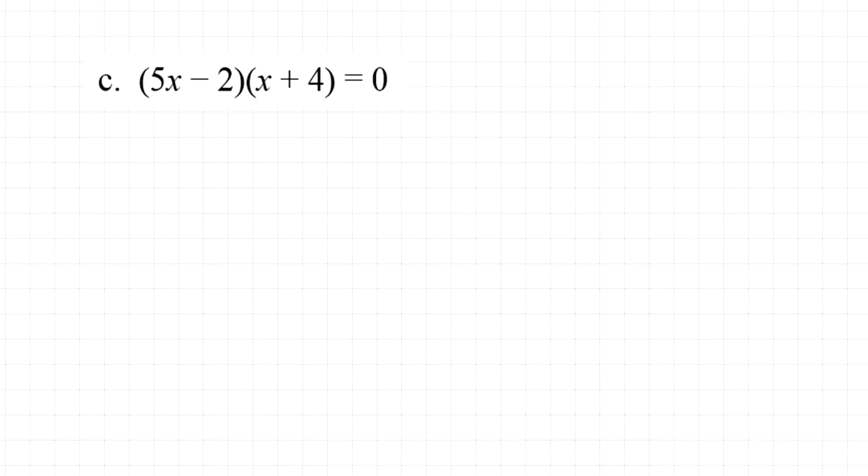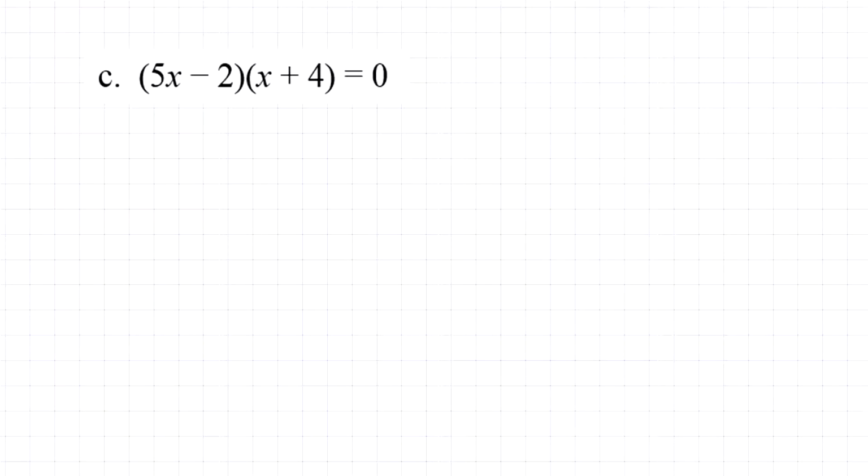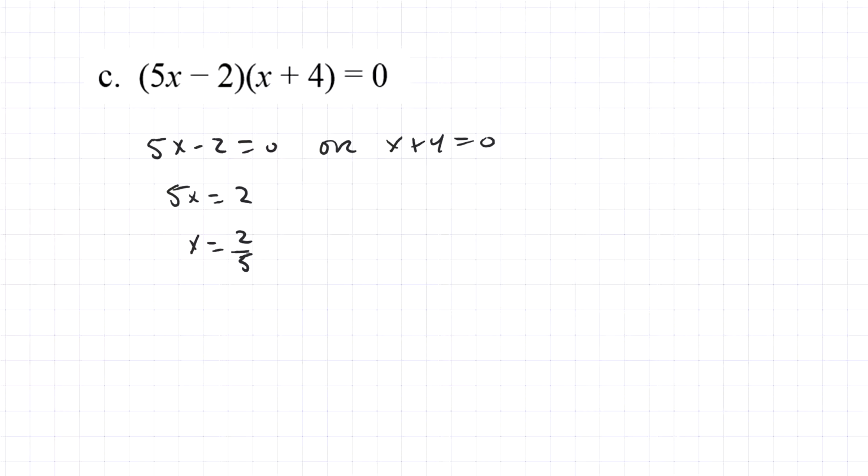Alright, now moving on to C, and here I have two factors. This is a quadratic and it's set up to use the zero product property, so I know that 5x minus 2 equals 0 or x plus 4 equals 0. So then I get 5x equals 2 and then x equals 2/5, and then x plus 4 equals 0 gives x equals negative 4. So in this case I get two solutions.